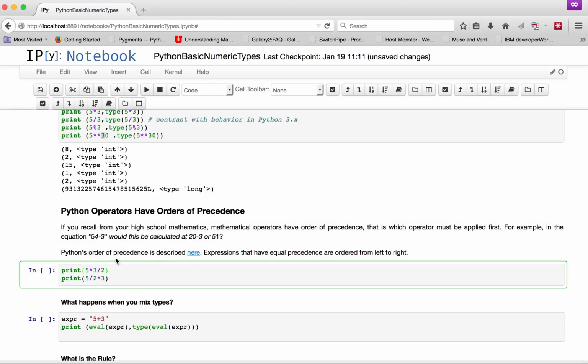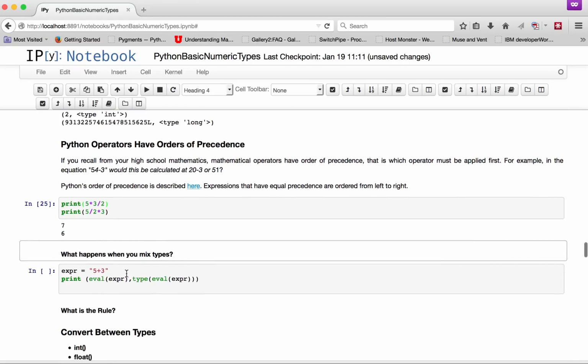Okay, so if we have two operators, and I have here a link to the Python documentation about precedence. Multiplication and division have the same precedence. In that case, things are evaluated from left to right. So in this case, it will be 5 times 3, which will be 15, divided by 2, which will give us 7, because in Python 2, we have a truncation that's associated with integer division. In this case, we'll have 5 divided by 2, which will give us 2, multiplied by 3, which will give us 6.